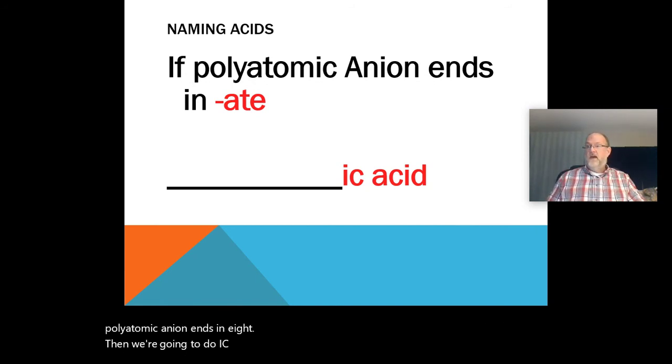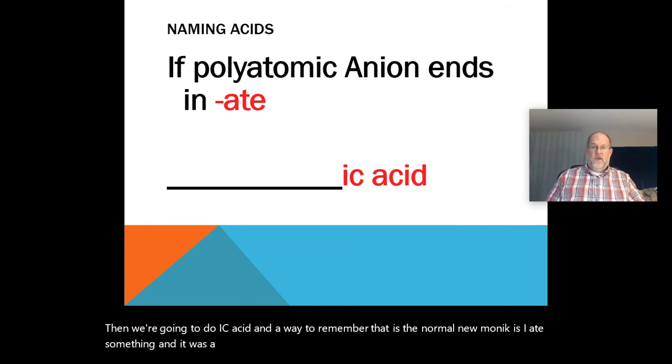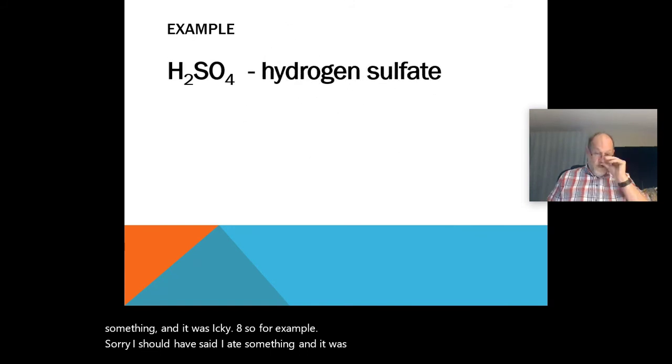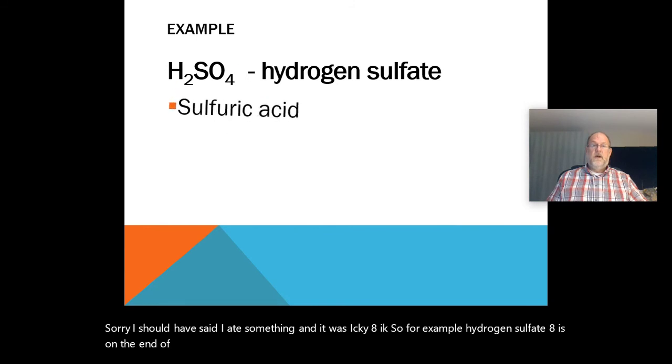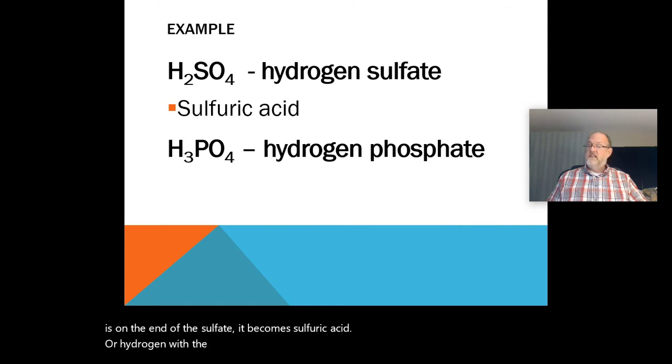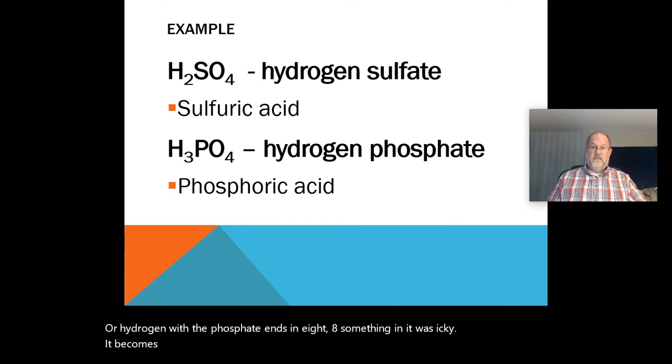A way to remember that is the normal mnemonic: I ate something and it was icky. Ate, ic. I ate something and it was icky. Ate, ic. So, for example, hydrogen sulfate, ate is on the end of the sulfate, it becomes sulfuric acid. Or hydrogen phosphate ends in ate, ate something and it was icky, it becomes phosphoric acid.